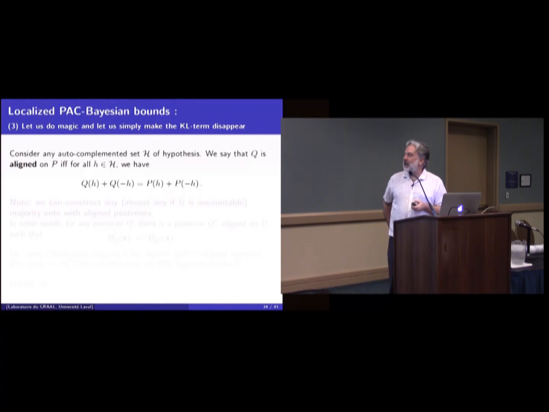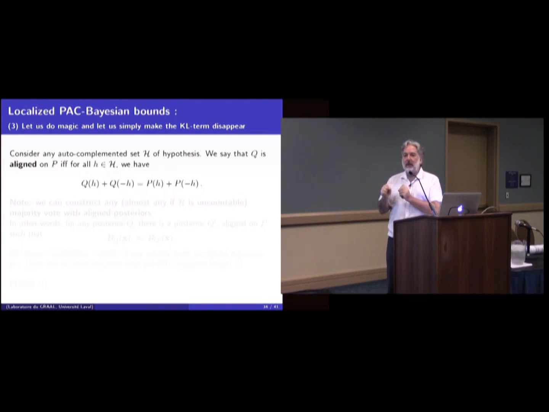Okay. So the idea is to consider auto-complemented voters. If you have a voter in your set, you have a voter that is thinking exactly the opposite. And we will say that the posterior Q is aligned on P if the sum of the two auto-complemented voters according to Q is the same as the one according to P. For example, if Q is equal to P is equal to the uniform, it's working. But this is a big constraint.